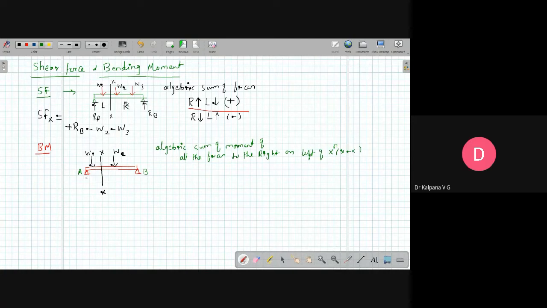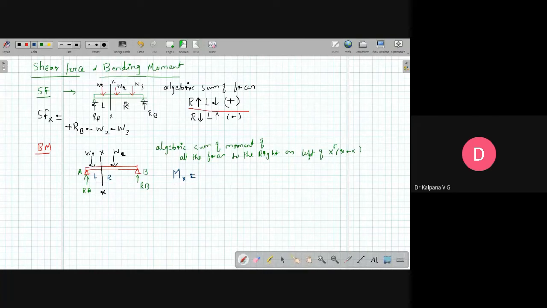So here again, support A having support reaction RA and here RB. So with respect to this section, if I consider the right of the section, I'm going to take moment about this X. So MX equal to sum of moment of all the forces to the right of the section, or sum of moment of all the forces to the left of the section. Anything may be considered, right?